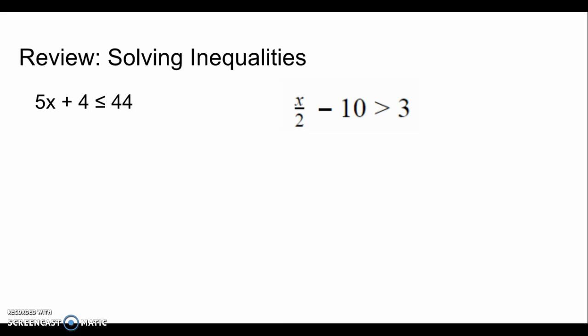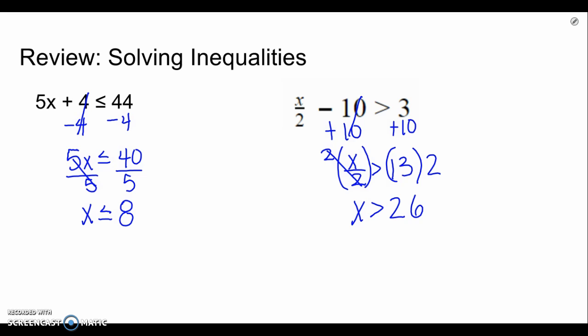All right, go ahead and copy down these two inequalities and solve them in your notes on your own. All right, go ahead and check your work compared to mine. For the first one, you should have x is less than or equal to 8. And for the second one, x is greater than 26.